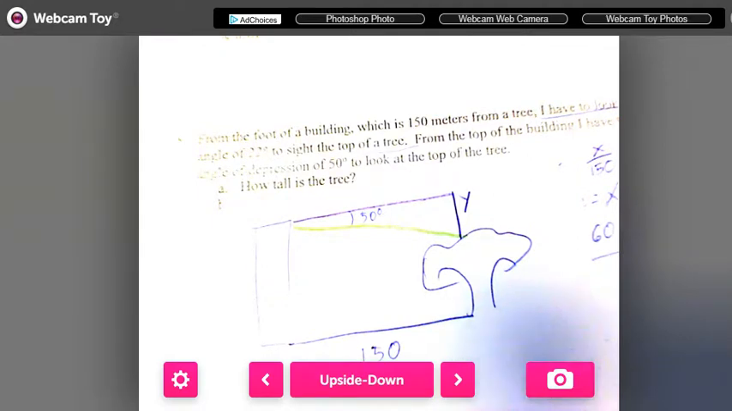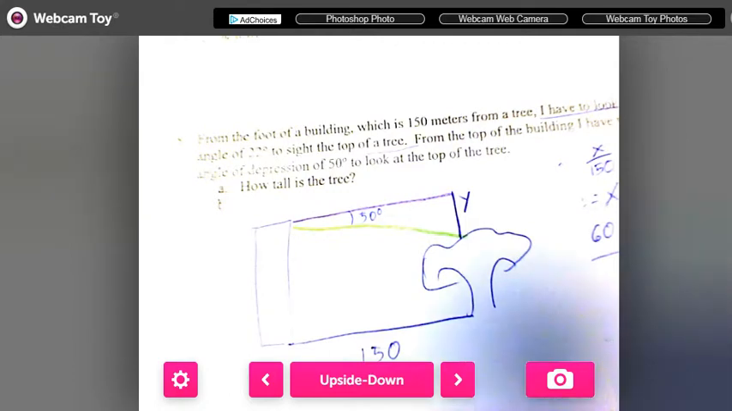I know the height of the tree. Y is the distance from the top of the tree to the top of the building. So what do I do with those two things? The height of the tree and y, what do I do to them to find the whole building? Add them. That's the word I'm looking for.